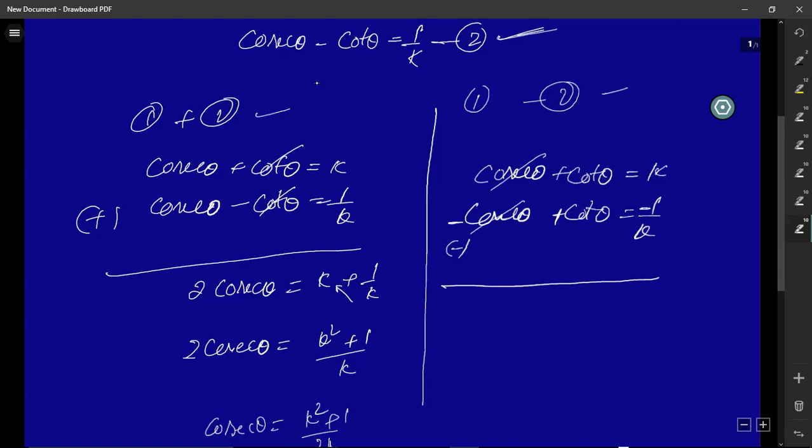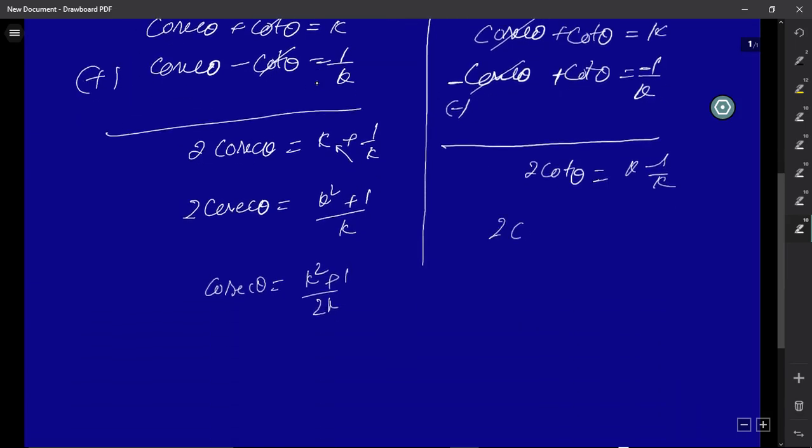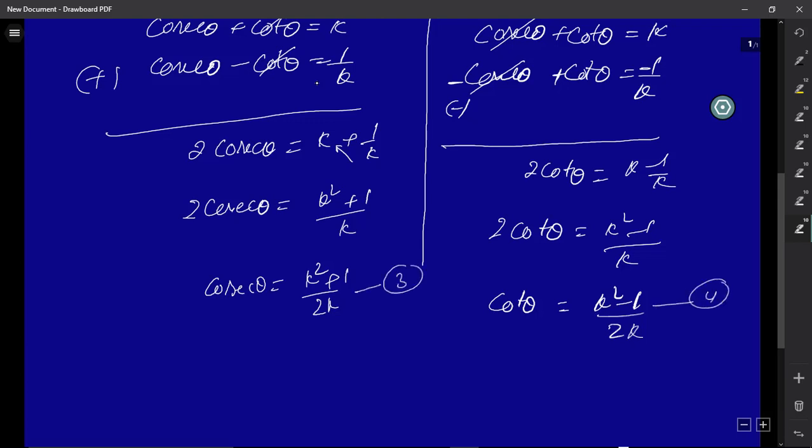So plus cosecant theta minus cosecant theta, it gets cancelled. Cot theta plus cot theta is 2 cot theta. This is k and this is minus 1 by k. k minus 1 by k, right? So 2 cot theta is equal to k into k is k square minus 1 by k. Cot theta is equal to k square minus 1 by k, and 2 is multiplying, so 2 will divide here on the right hand side. So I got these two things. Let me name it as 3 and let me name it as 4.